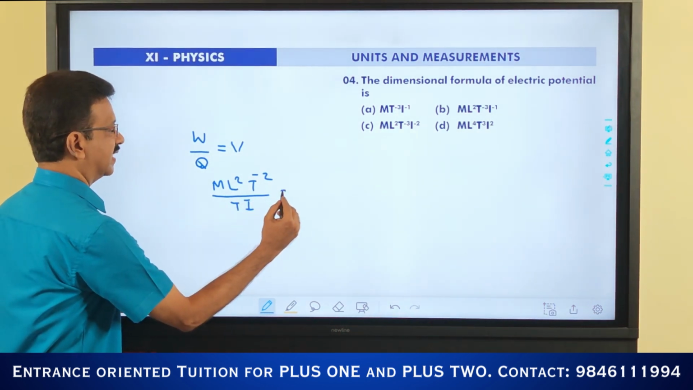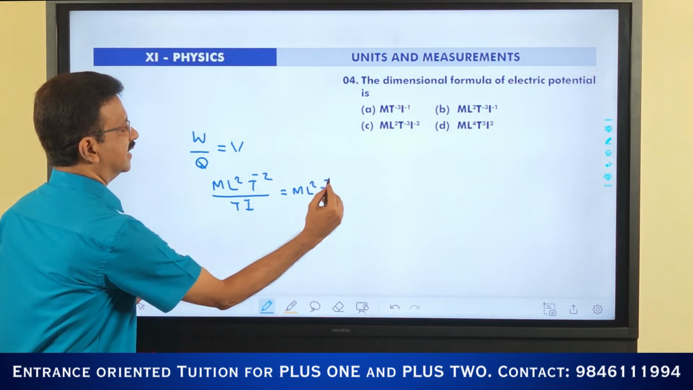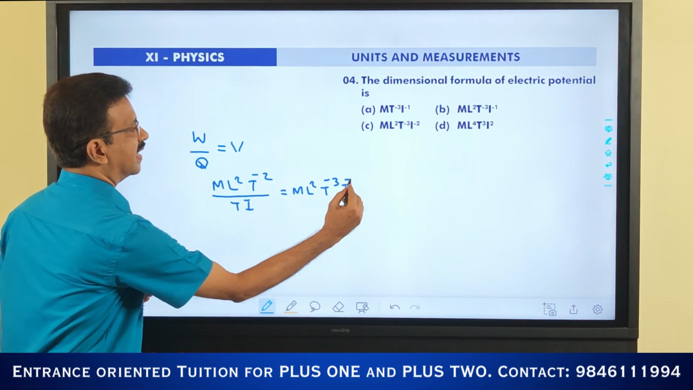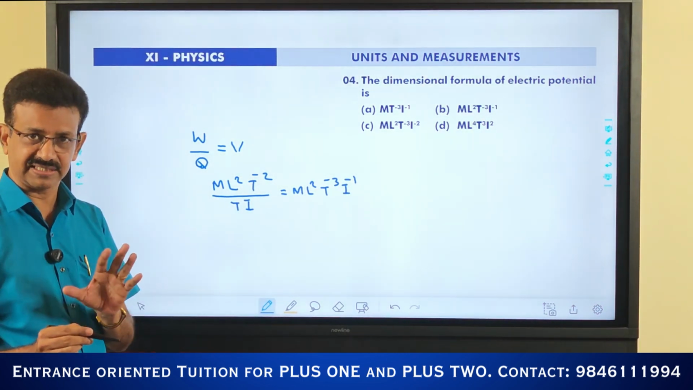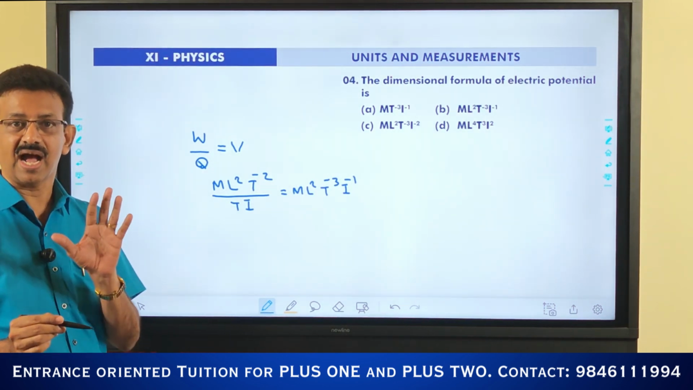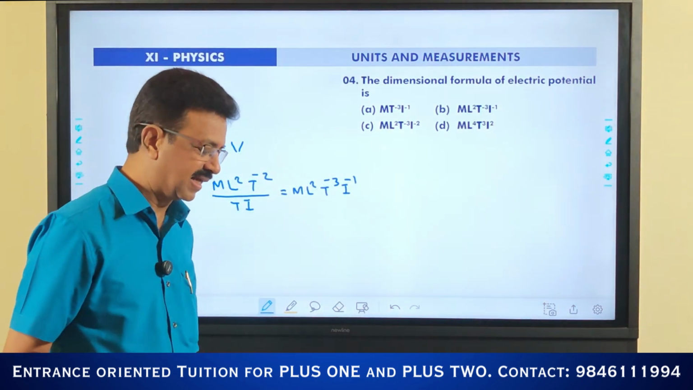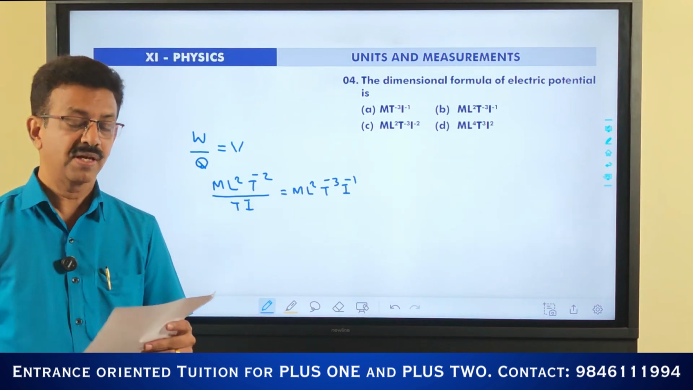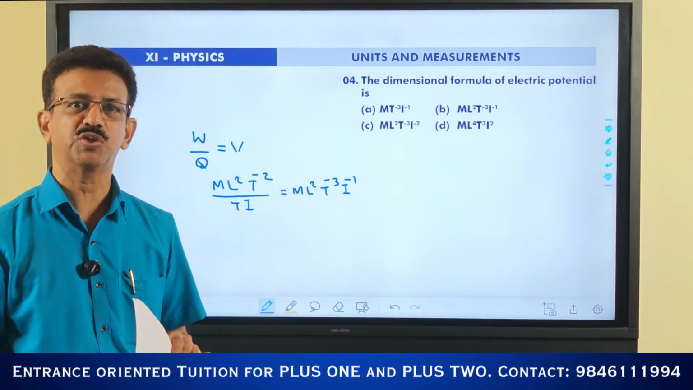Now, we get the result M L square T raised to minus 3 I raised to minus 1. That is, the electric potential has the dimensional formula M L square T raised to minus 3 I raised to minus 1. Therefore, for the given question, the correct choice is B. That is M L square T raised to minus 3 I raised to minus 1.